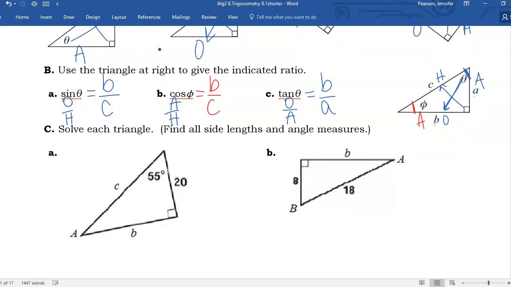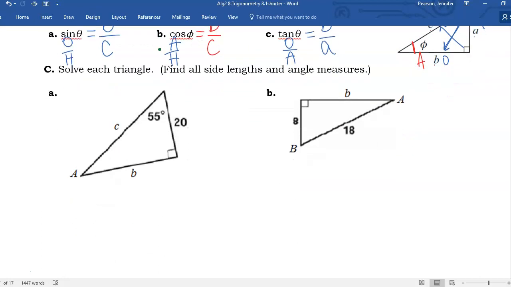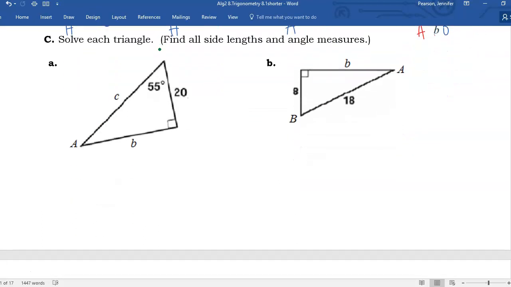Letter C, solve each triangle. In this case, that means I'm going to have to get 3 answers for every one of these. I need to get capital A, little b, and little c for this first problem here. And I'm going to start with capital A. We're not actually going to use any of our trig ratios. We're going to think back to geometry.